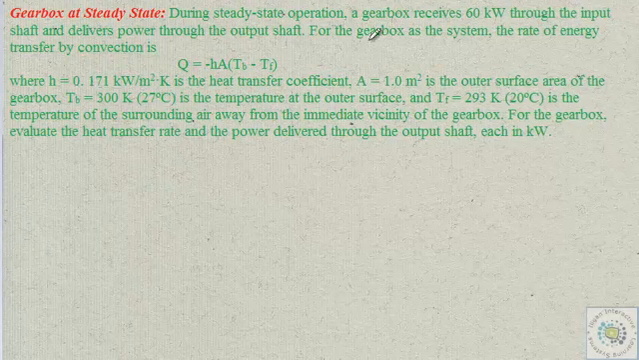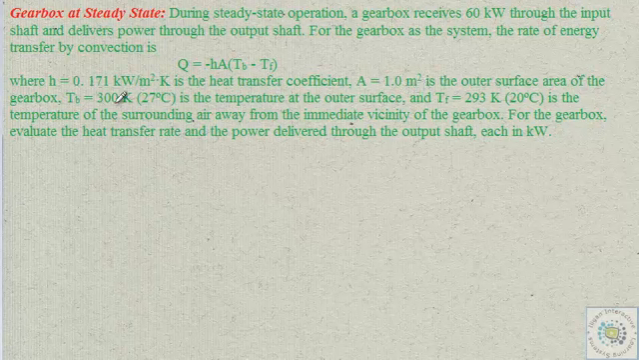During a steady-state operation, a gearbox receives 60 kilowatts through the input shaft and delivers power through the output shaft. For the gearbox as the system, the rate of energy transfer by convection means that, since the gearbox will be heating up, it will release heat to the surrounding at this rate, negative HA (TB minus TF), where H is equal to 0.171 kilowatts per m squared Kelvin, and the heat transfer area is 1.0 m squared.